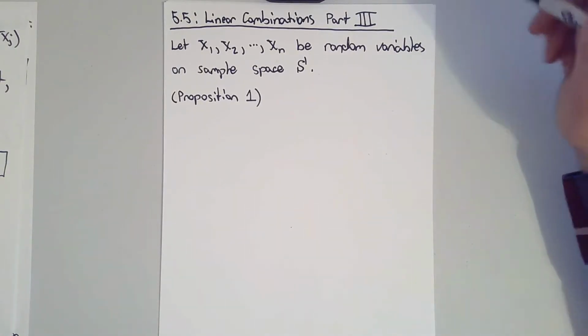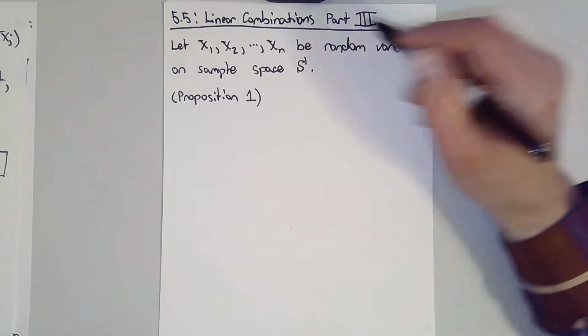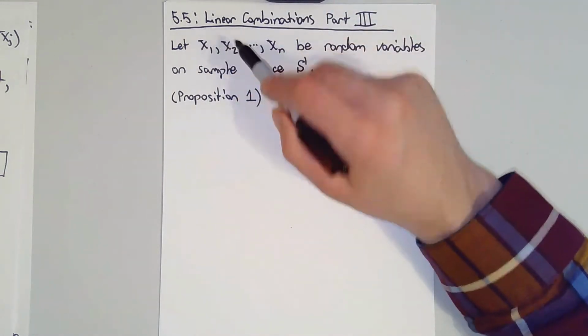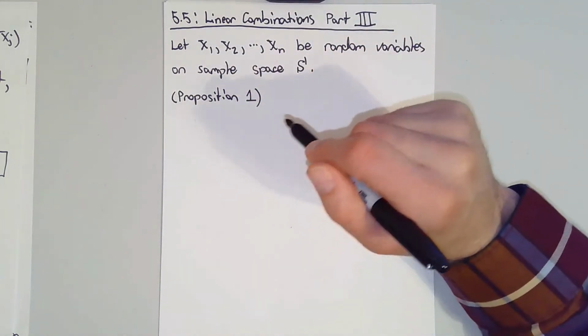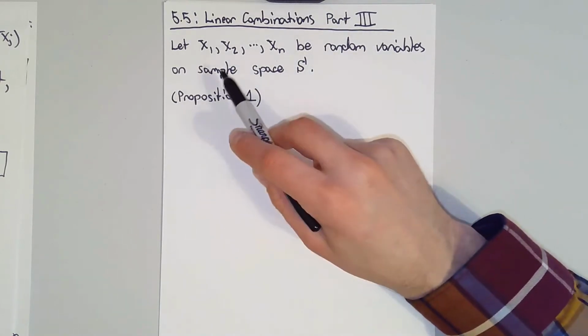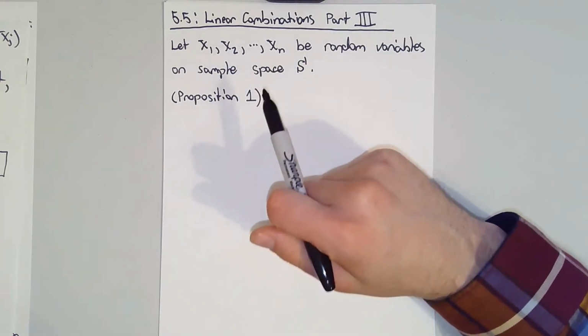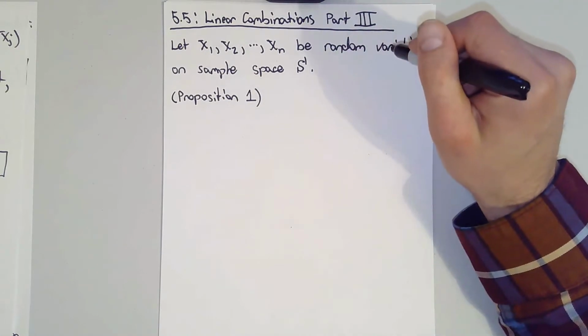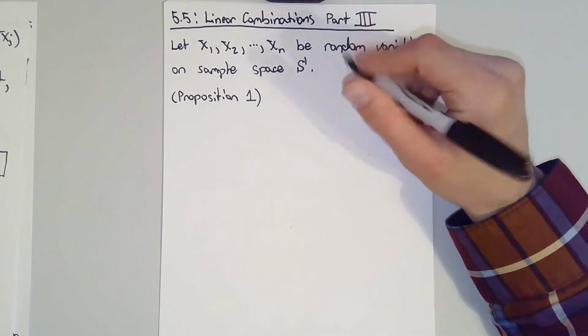Hi there. In this video we'll be discussing the third part of section 5.5, linear combinations of random variables. Let X sub 1, X sub 2, all the way up to X sub n be random variables on the common sample space capital S.